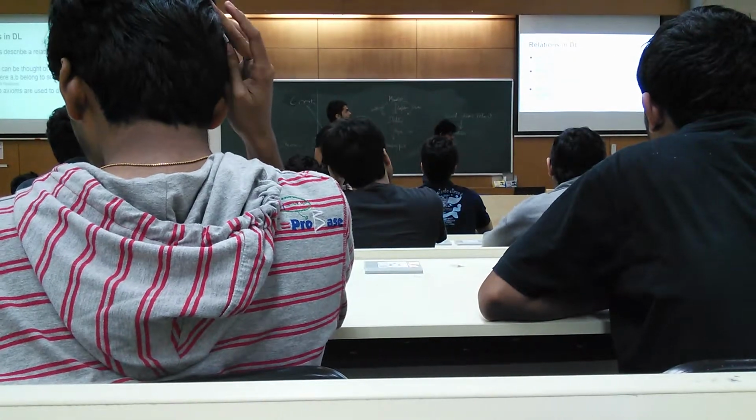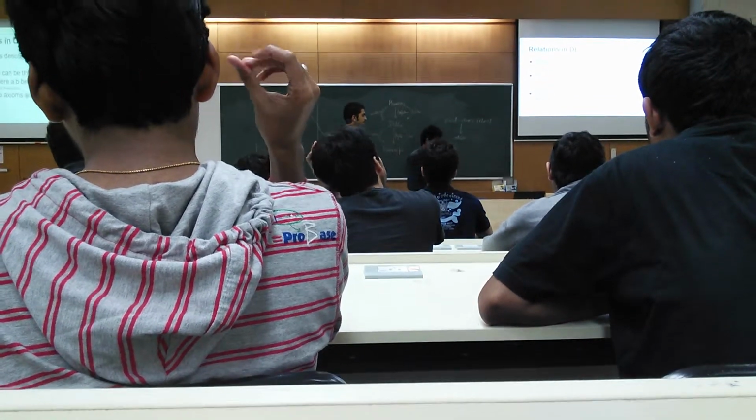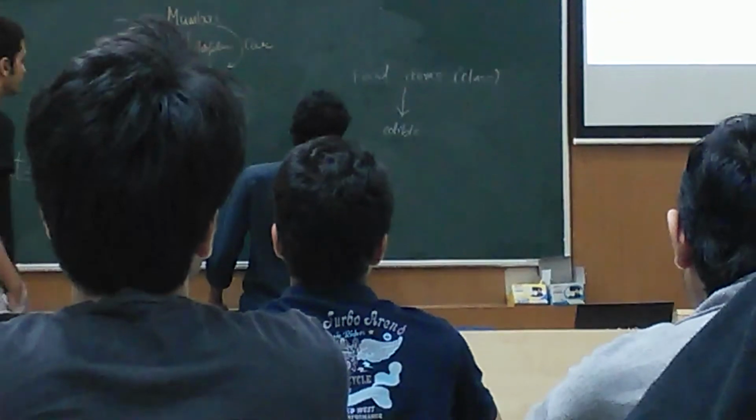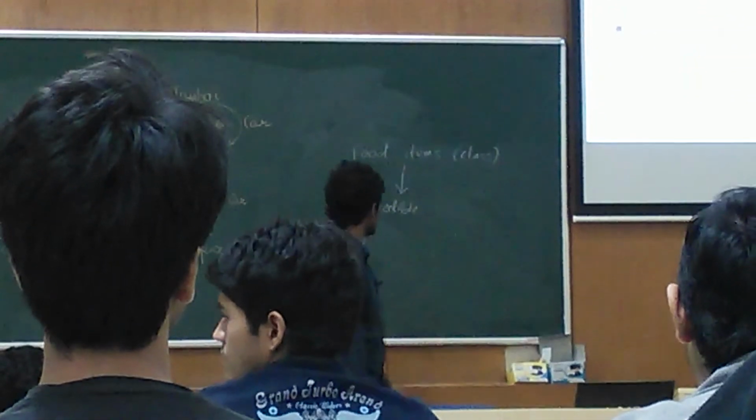Relations in DL. You can define relations between food items, or any two classes for that case, where it is of the form A, B, where these A, B belong to some different classes. Here we use the axioms to build the relations between them.